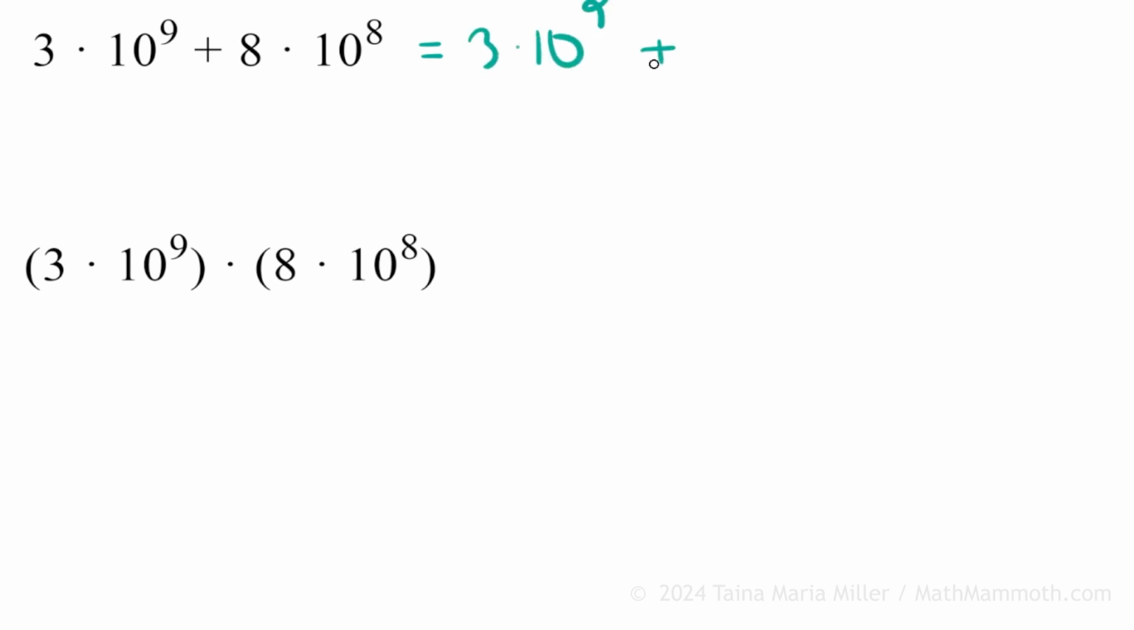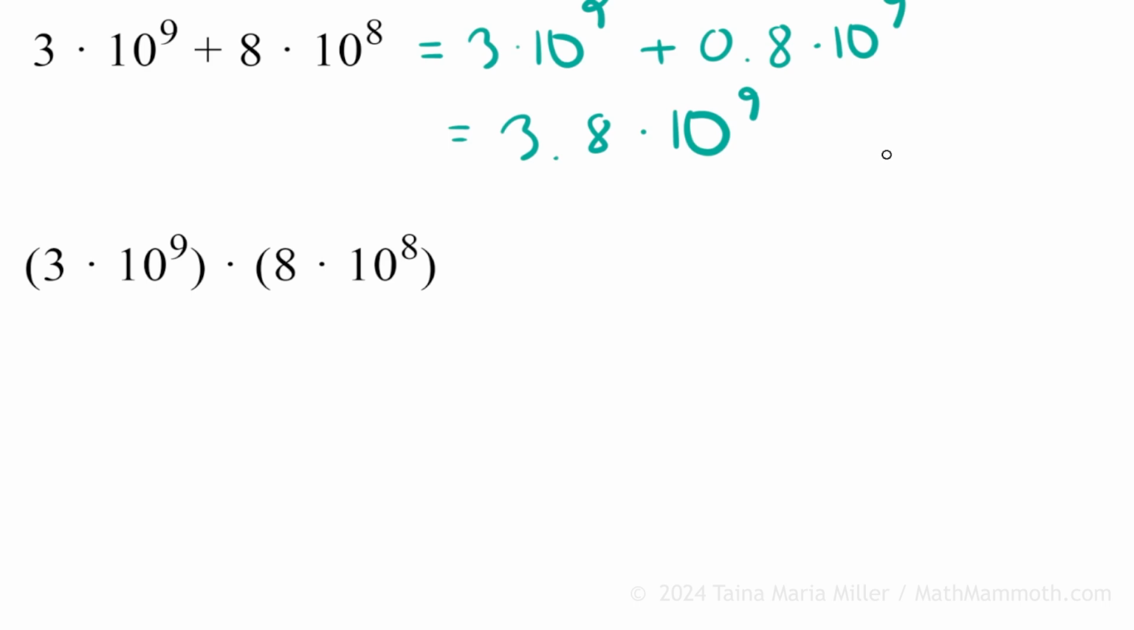If I make this 10 to the 9th, it becomes 10 times what it is now. So then this has to be divided by 10 and becomes 0.8. Now I can add these coefficients, 3 and 0.8, to get 3.8 times 10 to the 9th. This is already in correct scientific notation, so we don't need to do anything else.